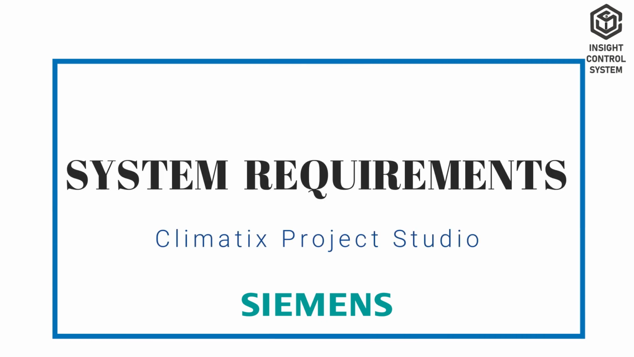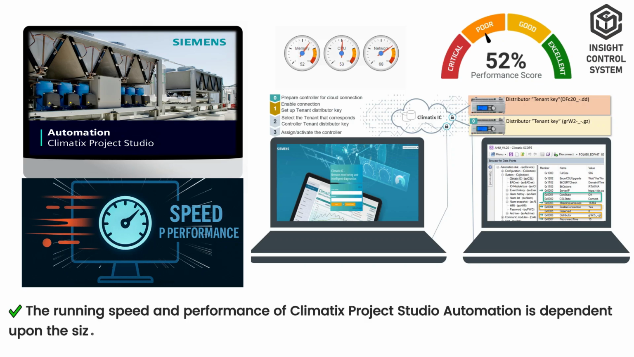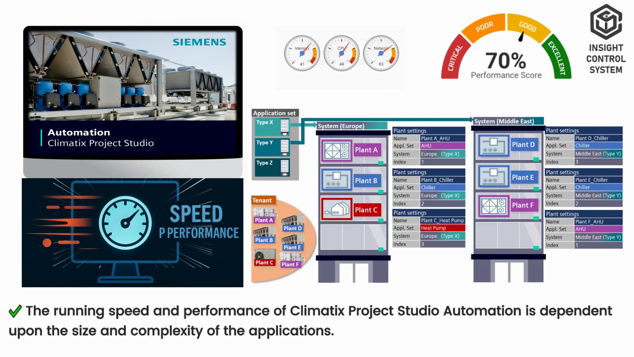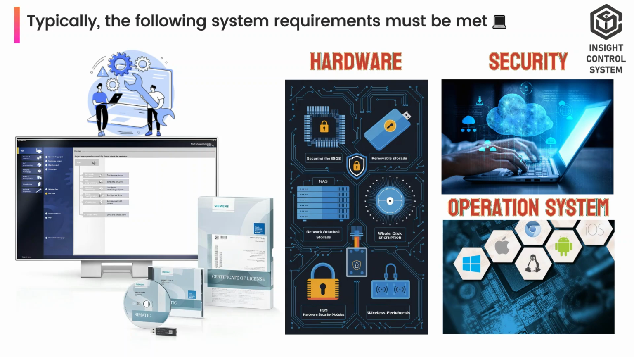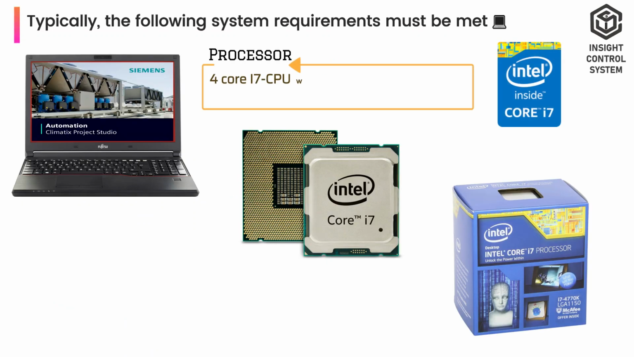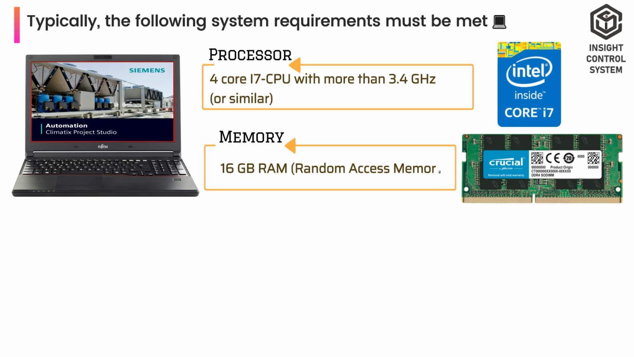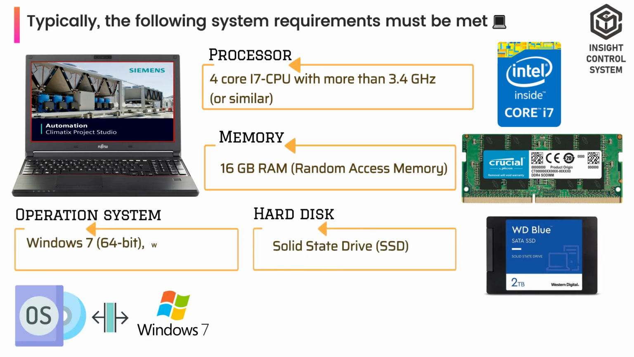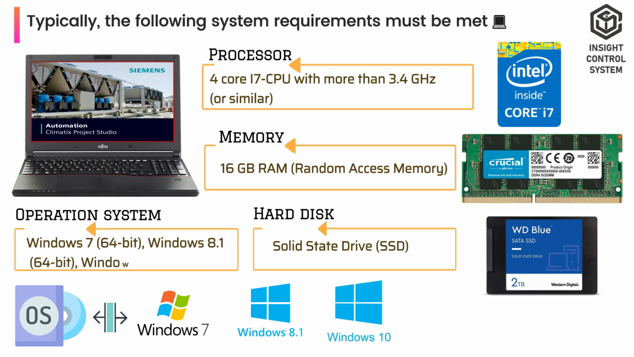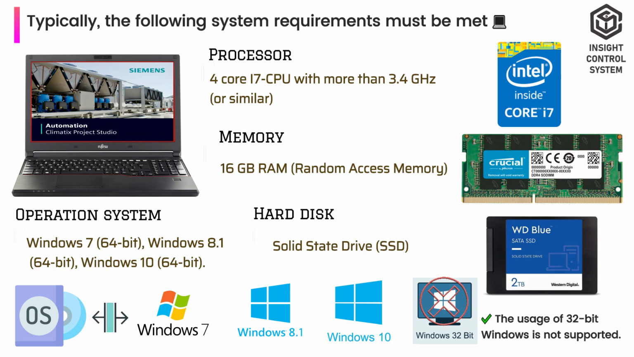System requirements. The running speed and performance of Climatix Project Studio Automation is dependent upon the size and complexity of the applications. Typically, the following system requirements must be met. Processor, 4-core i7 CPU with more than 3.4 GHz or similar. Memory, 16 GB RAM. Hard disk, solid-state drive. Operating system, Windows 7, Windows 8.1, Windows 10. The usage of 32-bit Windows is not supported.